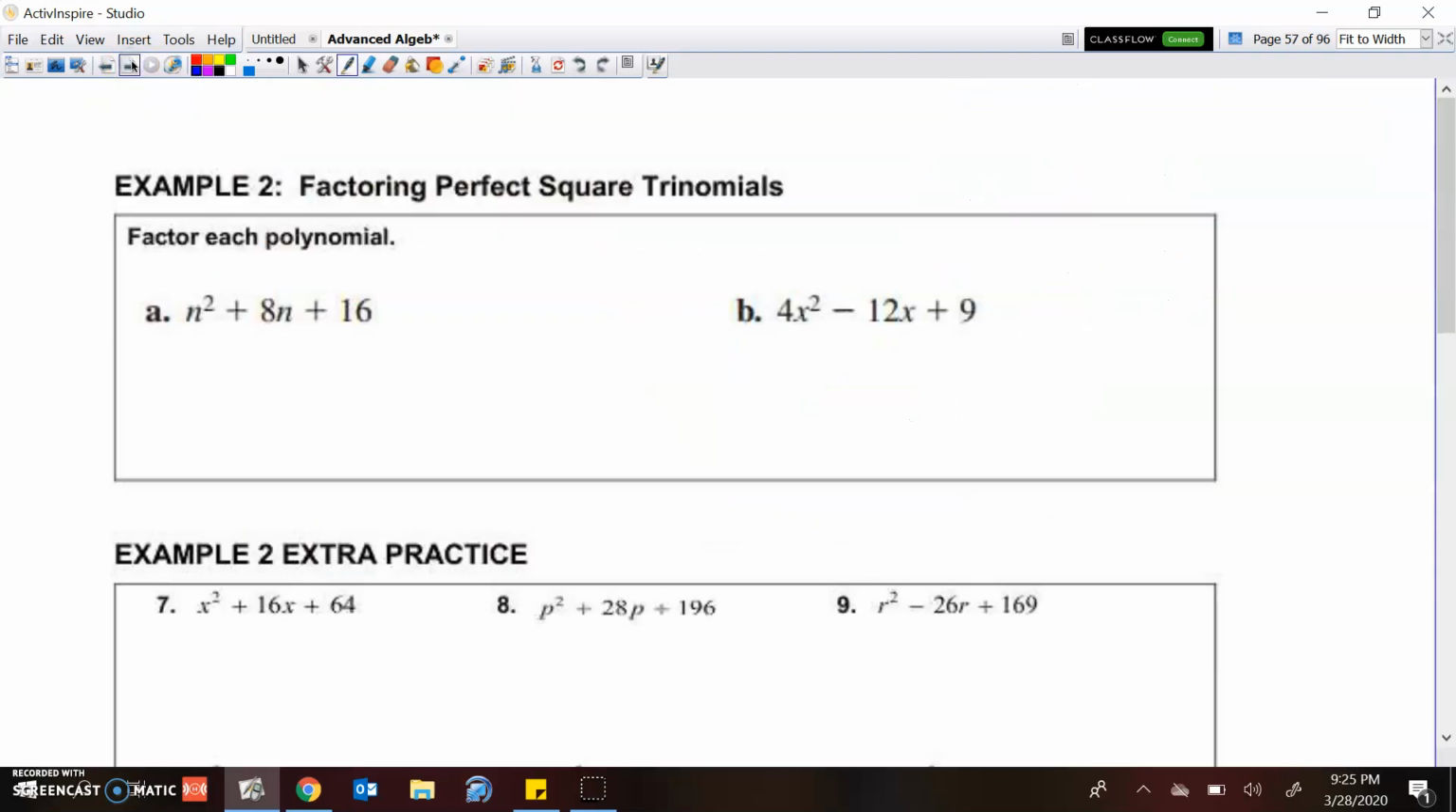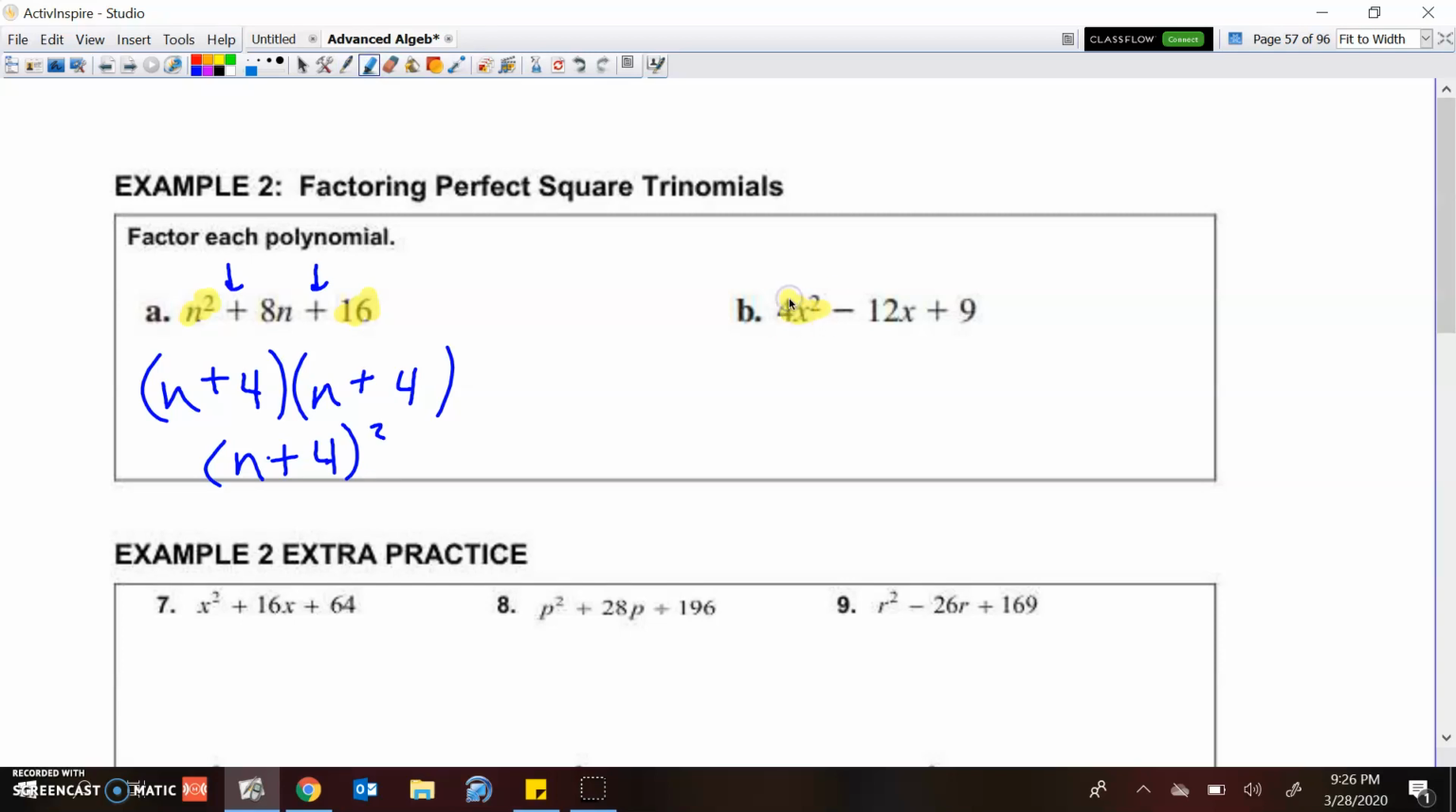So when I look at this problem, I say, oh, this is a perfect square. That's a perfect square. Let's see if I go ahead and set it up. Square root of n squared is n. Square root of 16 is 4. Because these are both plus signs, I'm going to do plus and plus. And if I FOIL that, it worked. Now the one thing I should do in the end, though, is to write it like this, okay? We know that when we have the same thing squared, same thing times itself, we could just write that as squared.